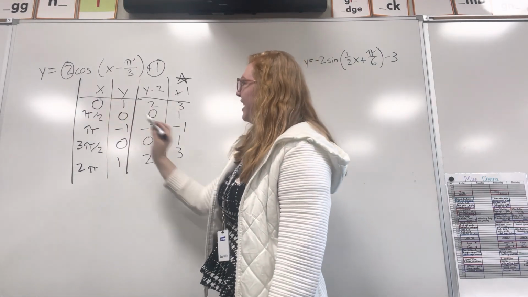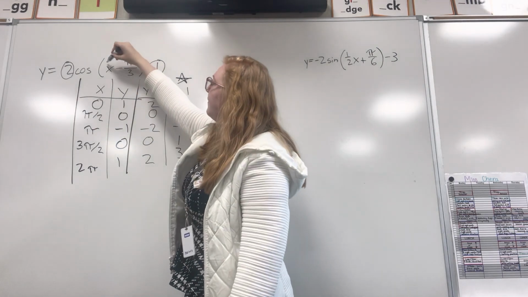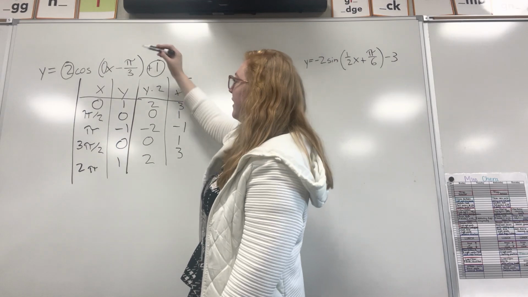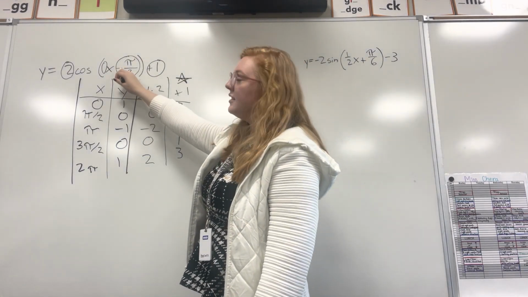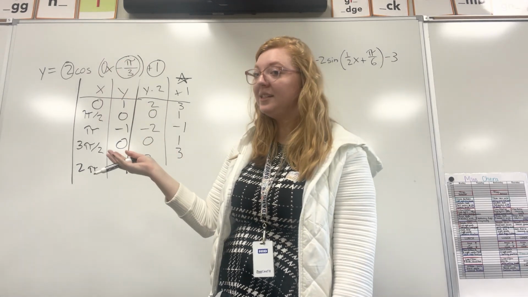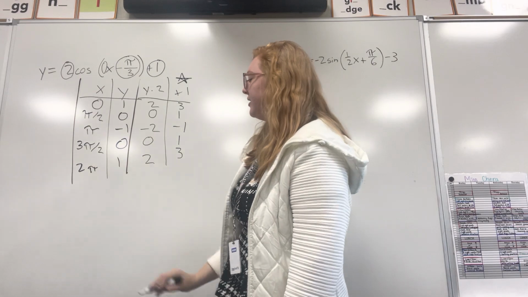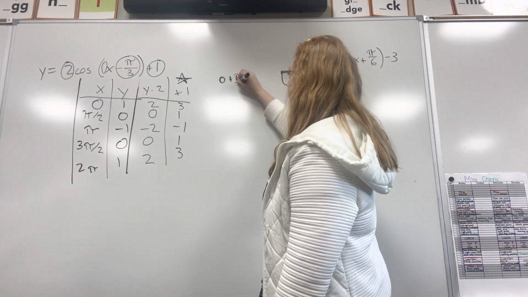Then on the left side, we have to focus on the x's. Here, there's nothing in front of this x, so we don't have to multiply it by anything, but we do have this minus pi over 3. So when we have a minus sign, that actually means it moves to the right, which means we're actually going to add pi over 3 to each of our x values. So I'll do this over here. So 0 plus pi over 3 is just pi over 3.